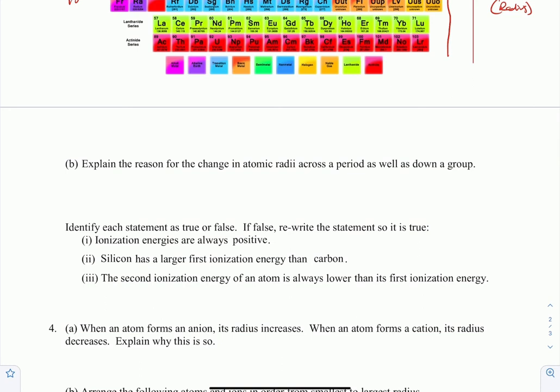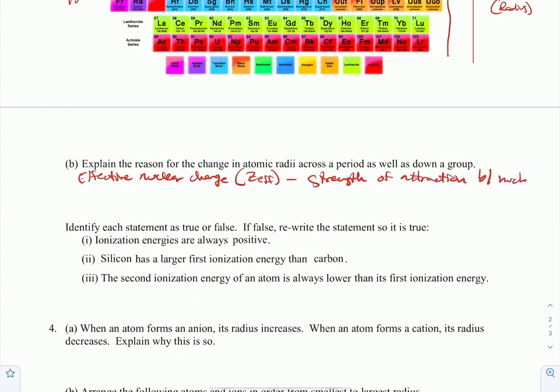And it all has to do with this concept called effective nuclear charge. Effective nuclear charge, and you are going to want to know this concept really well. You'll see this written as Zeff. What it is, is essentially the strength of the attraction between the nucleus and the valence electrons, the outermost electrons.